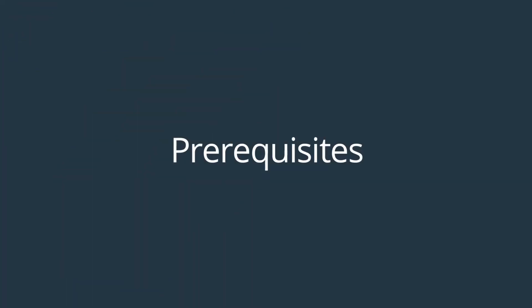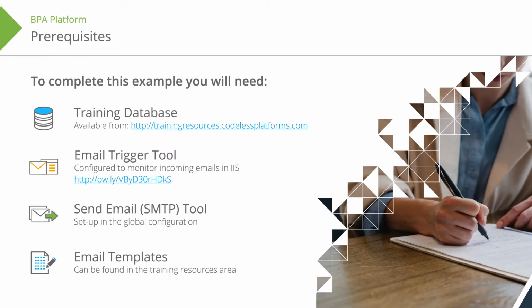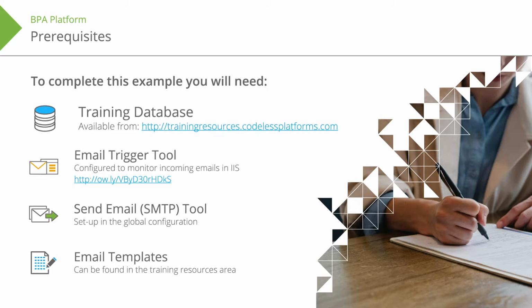The following video is not a full production example, but introduces techniques that can be used in your business process automation projects. If you wish to follow this process in your own environment, you will need the training database, preferably in the same location as BPA Platform, and appropriate drivers installed for your chosen database. We are using Microsoft SQL Server in this example.